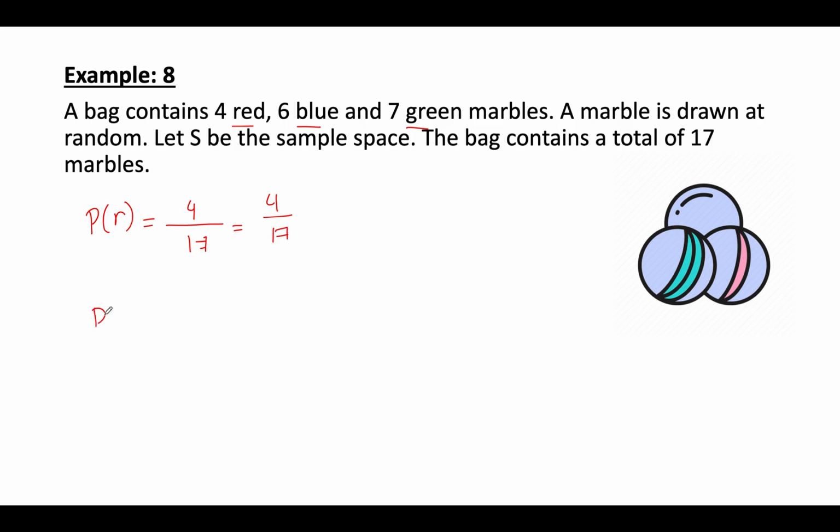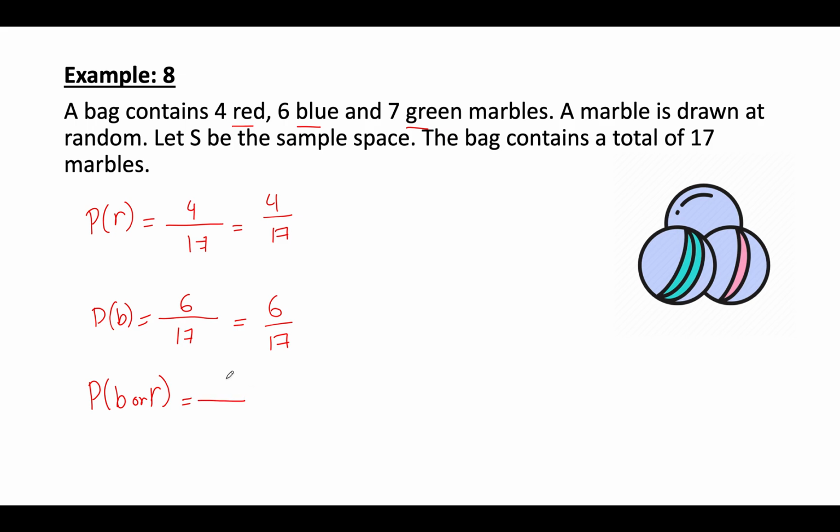How about the probability of getting a blue marble? What I want is blue. The number of blue marbles in this bag is 6, and what I have is 17 marbles. So the probability of getting one of these 6 blue marbles from this bag is equal to 6 over 17. This is my probability. Alright? How about the probability of getting either blue or red?